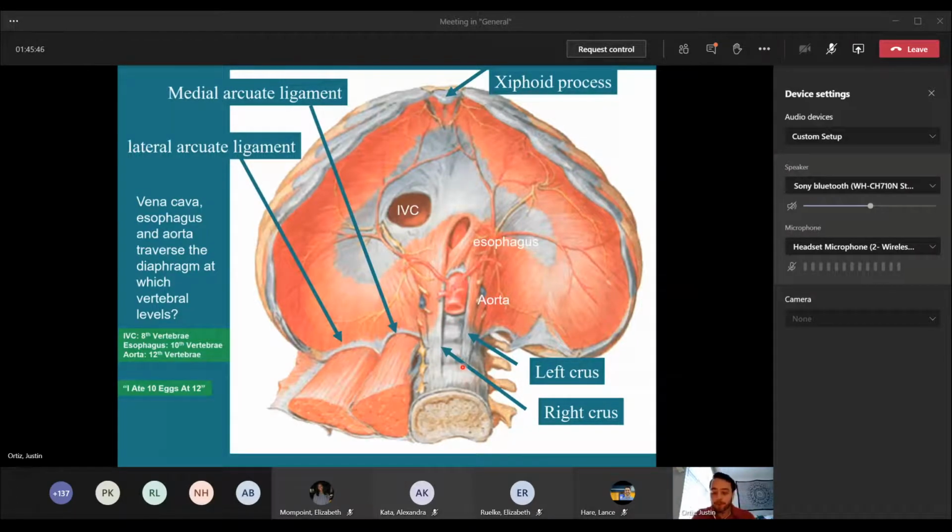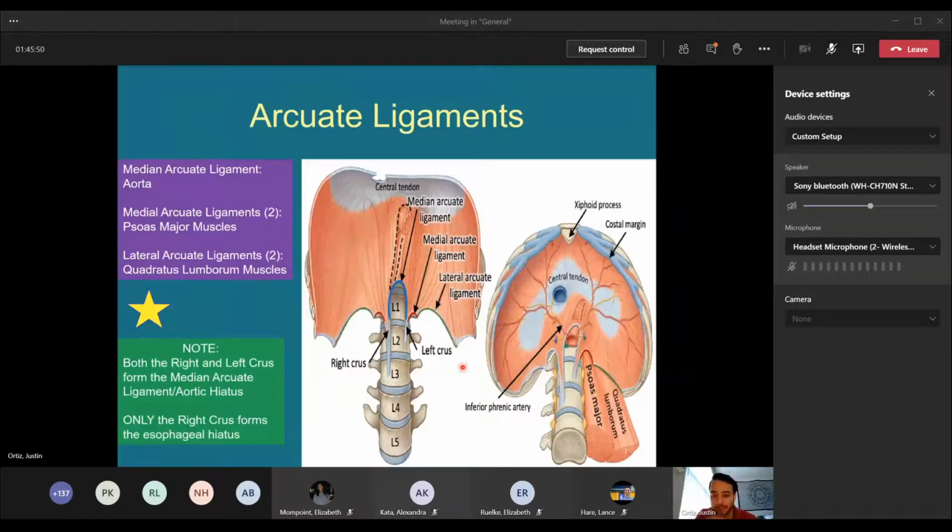And then we'll talk about the right and left crus on the next slide, I believe. Yes. Okay. So I basically put the same thing here that's on the last slide. I feel like this picture's high quality. So basically, you have your median, which is your aorta, right? Your median arcuate ligament is going to be where your aorta goes to, right? That's really important. T12. Medial, psoas major, and lateral is going to be quadratus lumborum, right? So you can see that in these images.